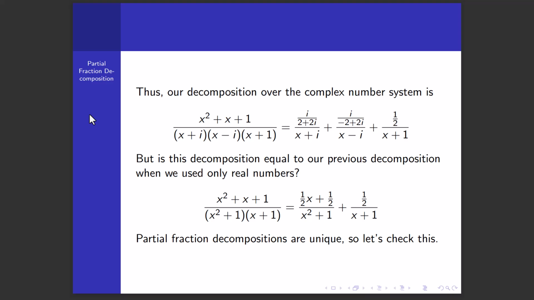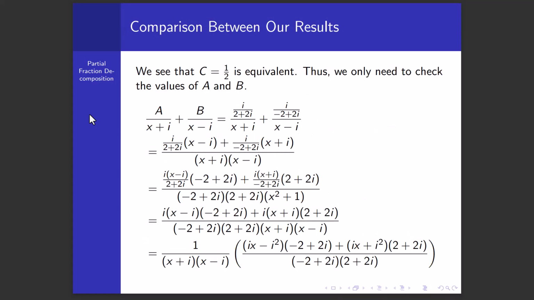So we're going to compare our complex number system decomposition with the real number system decomposition, which happens to be 1/2 x plus 1/2 divided by x squared plus 1 plus 1/2 over x plus 1. So we're going to check to see if these are equal. We see that the value of c equal to 1/2 equals the part of 1/2 over x plus 1. So we know those are equal. So we only need to check the values of a and b.